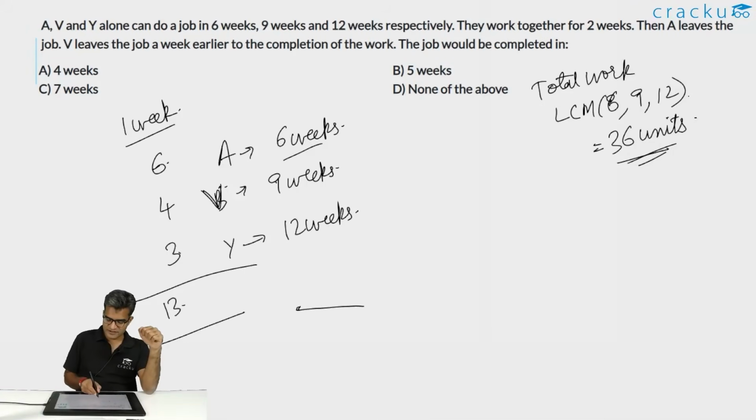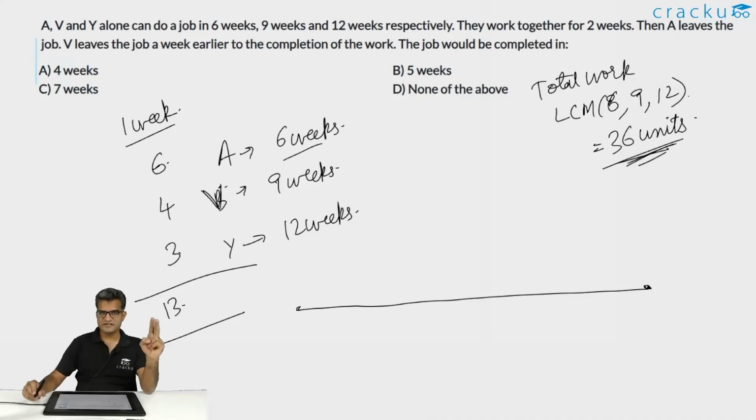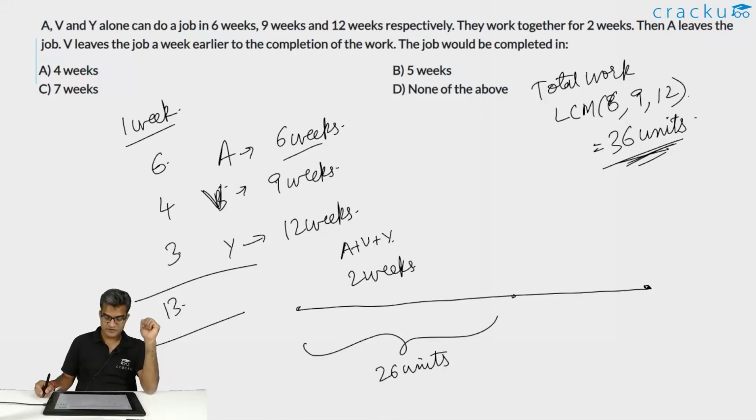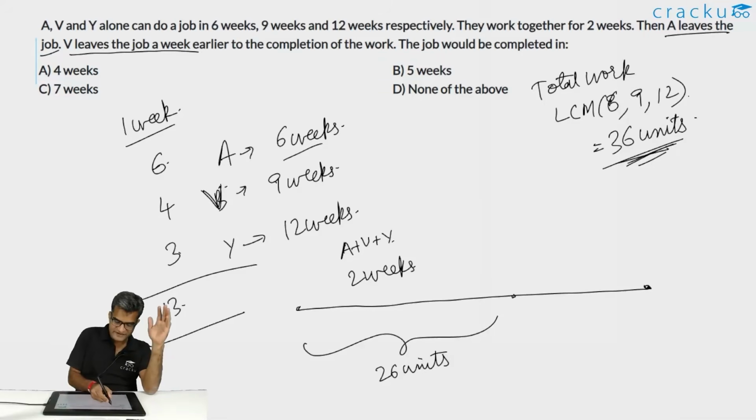They start working, they have to do how much work? They have to do 36 units. The first 2 weeks, all of them will work. So they finish 26 units in the first 2 weeks. This is done in 2 weeks. And who are working? We have A, B and Y working. And then A quits. And then B leaves the job 1 week before its completion. So after A leaves, you have B and Y working. And after that only Y is working.